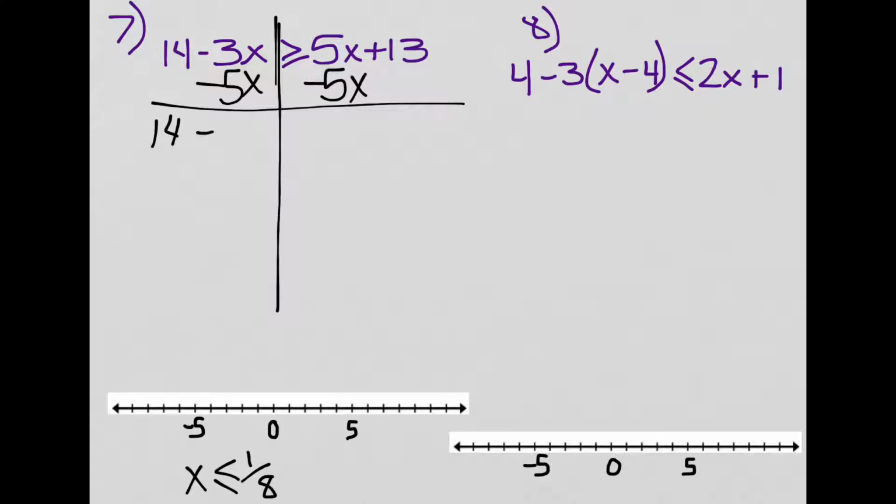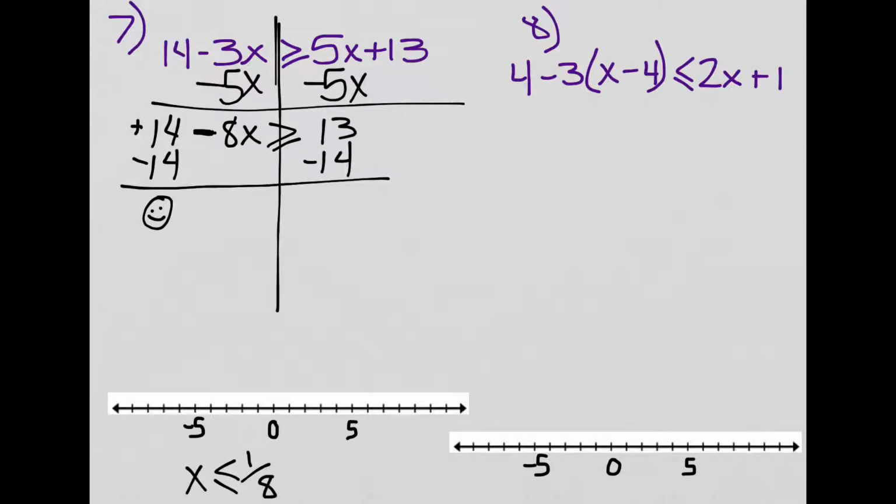I have 14 minus 8x is greater than or equal to 13. I will subtract 14 from both sides. Remember the sign in front, there's that invisible plus sign there that tells you you need to subtract it. This negative sign is staying with the negative 8. That's what makes the 8 negative. So here I get 0, and I just have negative 8x is greater than or equal to negative 1.